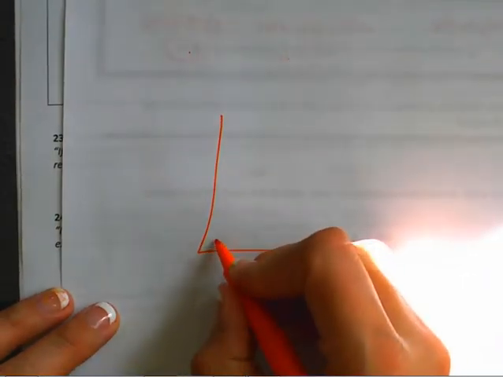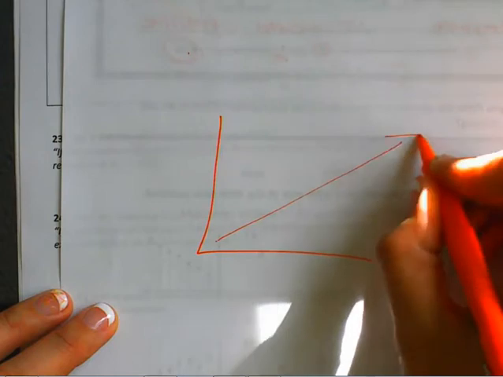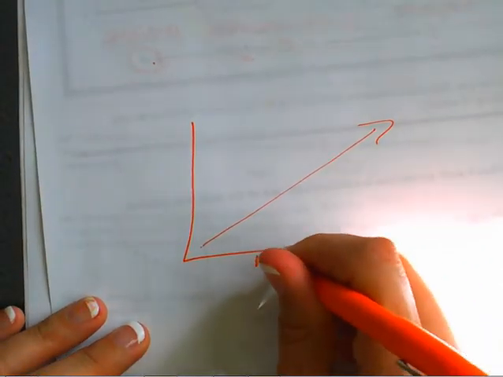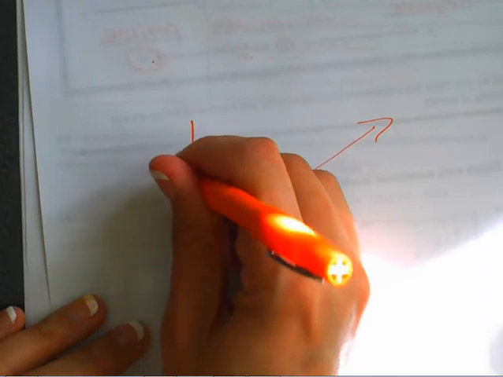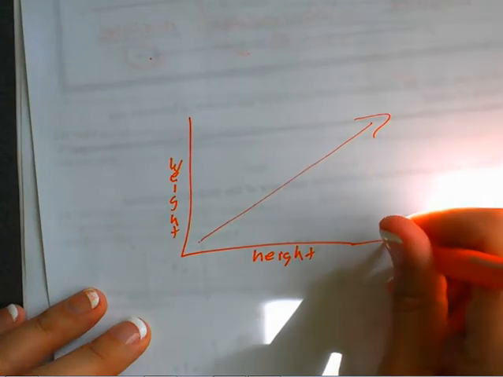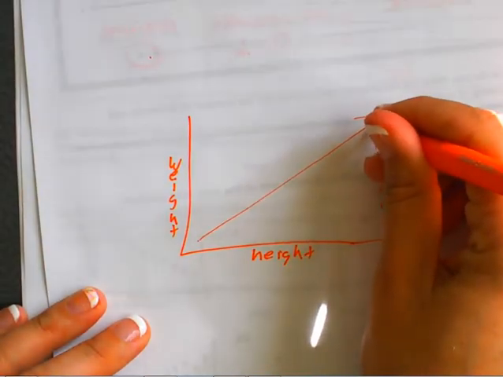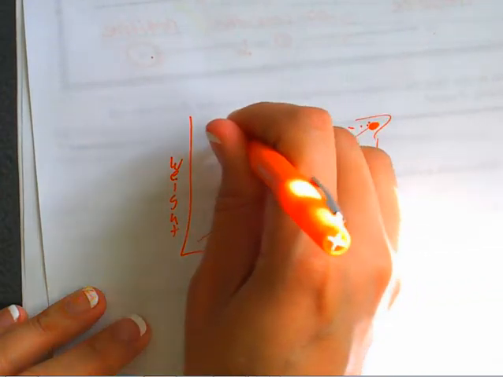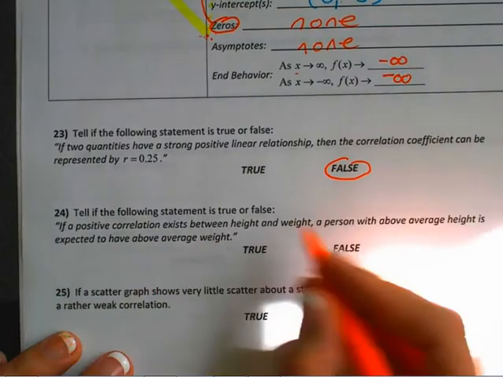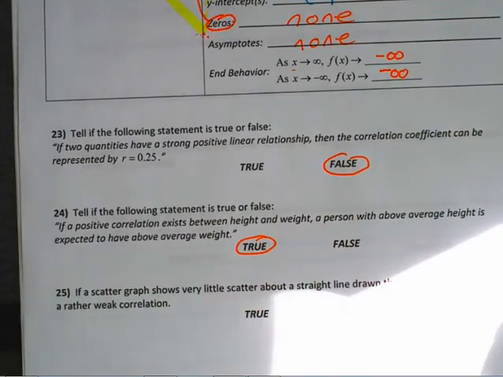So it's going to look something like this. The taller I am, the more that I weigh, which means the x-axis is height and this is weight. If I have above average height, so I'm way out here, I'm really tall, then it's expected that I have above average weight, which means that this is true. A good thing for these true-false questions, when they don't give you a picture, is to sketch out what you think the graph would look like. I think that would help with these.